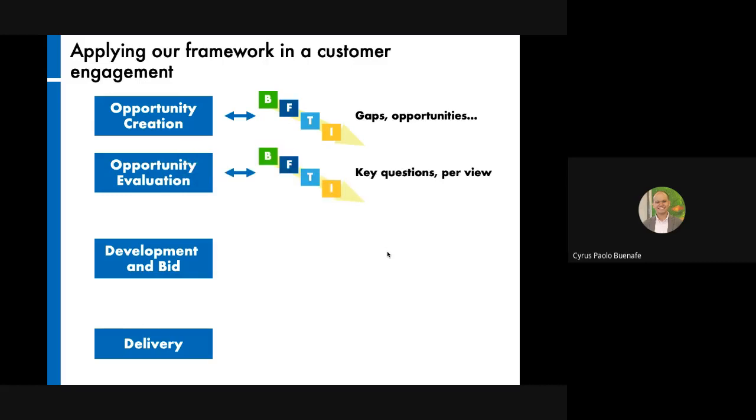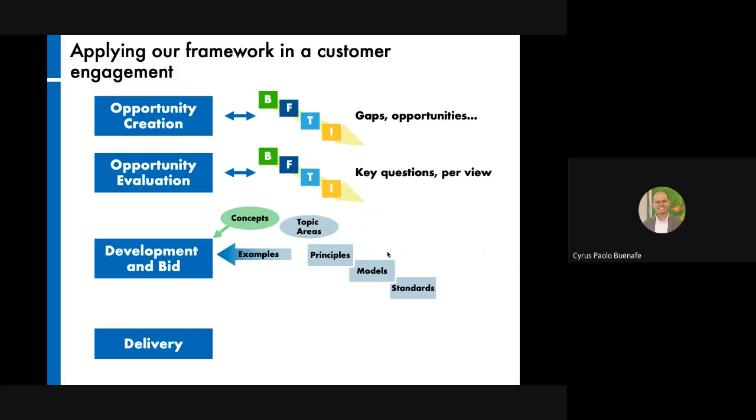Now, when you try to evaluate which opportunity is feasible, which opportunity is viable, then you start to probe further for each view. Okay. And remember, we're talking about solution architecture here. We're not talking about the enterprise architecture yet. Okay. So we're just looking at a specific solution. Okay. And you ask key questions. And then later on, when you start to bid, these are things that would be used as input for your proposals.